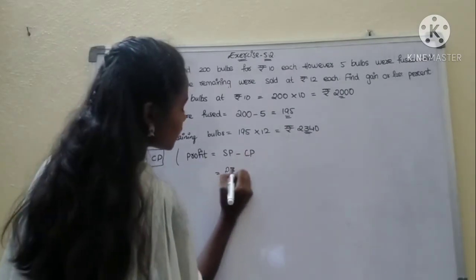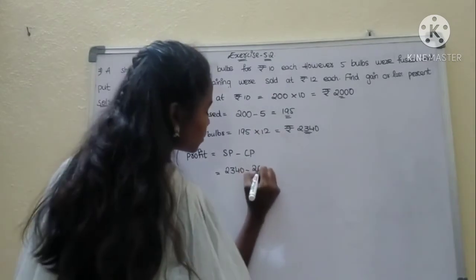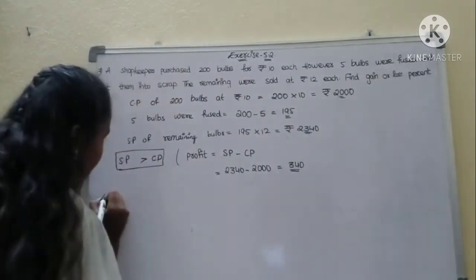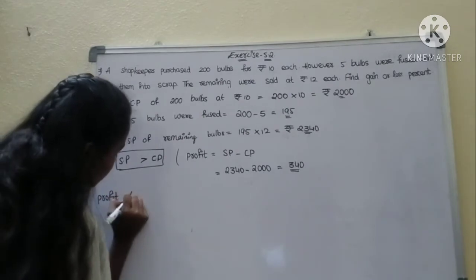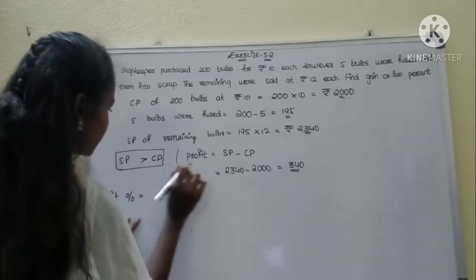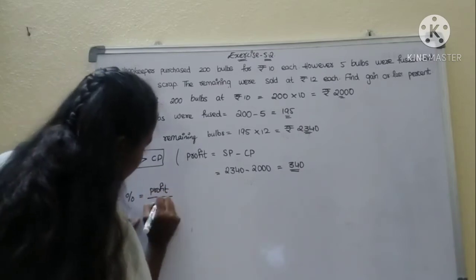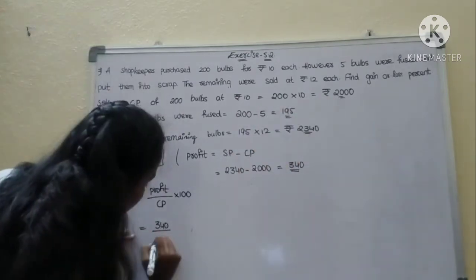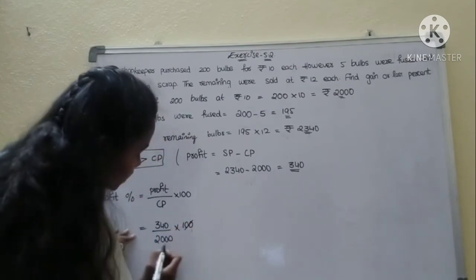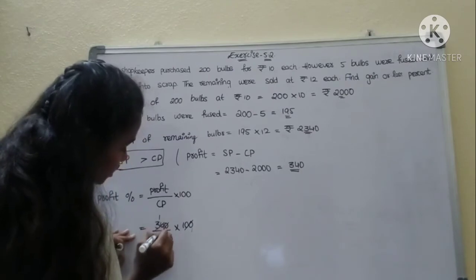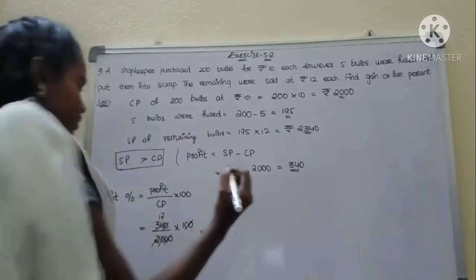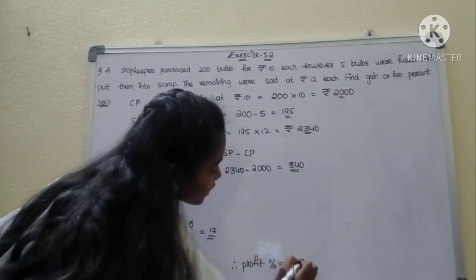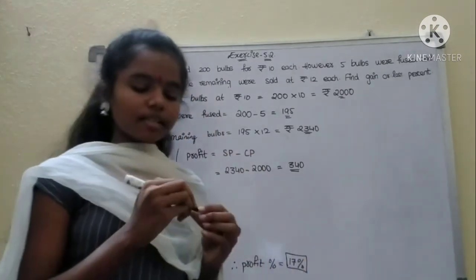Selling price is 2340. Cost price is 2000. That is equal to 340. Then next, find the profit percentage. Profit percentage is equal to profit by CP into 100. Profit is 340. Cost price is 2000 into 100. Cancel 2 zeros, 2 zeros. 2 ones are 2, 2 sevens are 14. Therefore, profit percentage is equal to 17%. The result is 17%, friends.